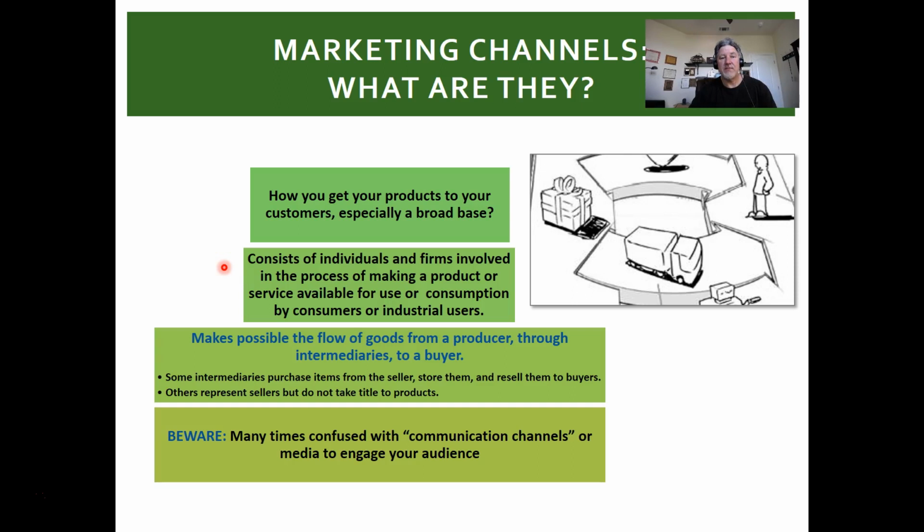And so we have individuals and firms who play a role in that. So it makes it possible to get the flow of goods from you, the producer, to intermediaries, to ultimately a buyer. And we'll get into this a little bit further, but the intermediaries do play a role. They purchase the items from the seller, they store them, they resell them, others represent the sellers as agents.